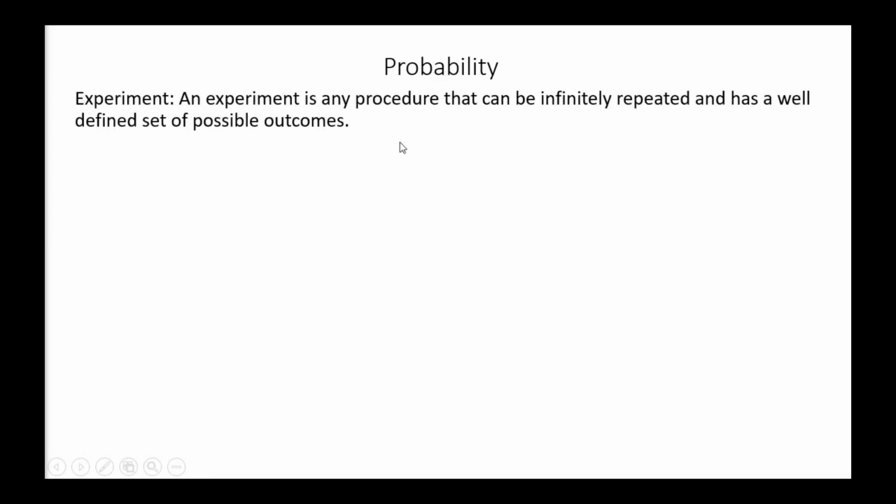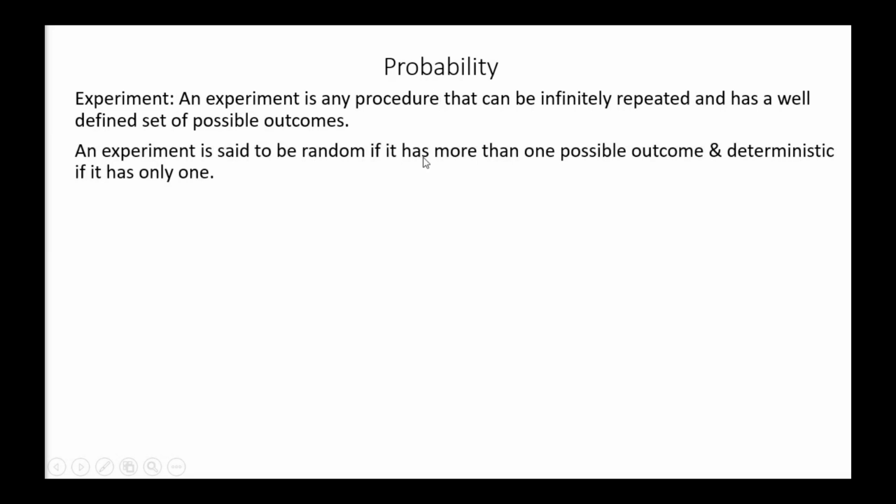An experiment is any procedure that can be infinitely repeated and has a well-defined set of possible outcomes. Now an experiment can be said to be random if it has more than one possible outcome, and deterministic if it has only one. Now in reality, we get experiments where we have more than one possible outcome. So let's see an example, like if I toss a coin, the possible outcomes will be head or tail, so we have more than one.